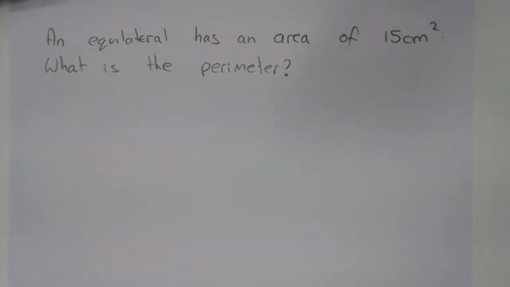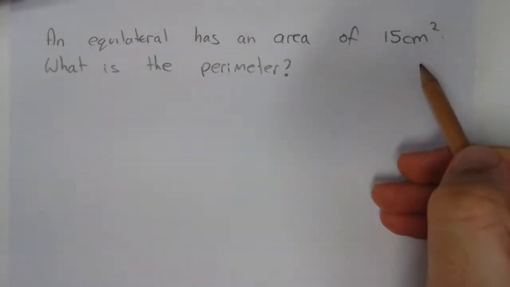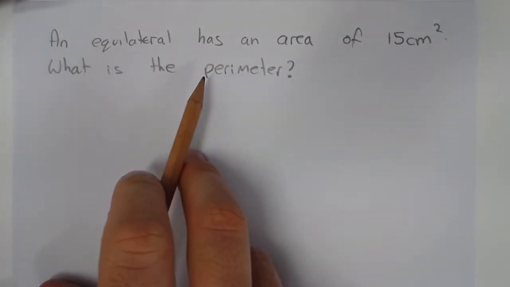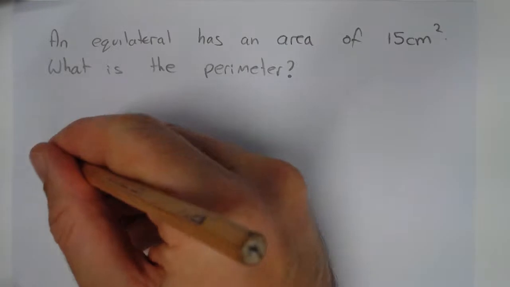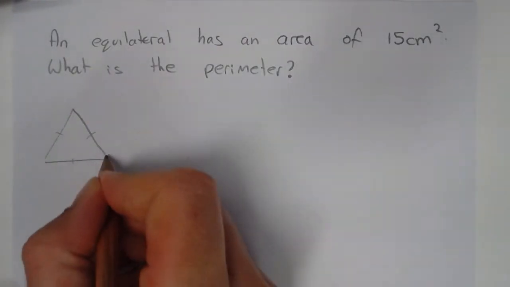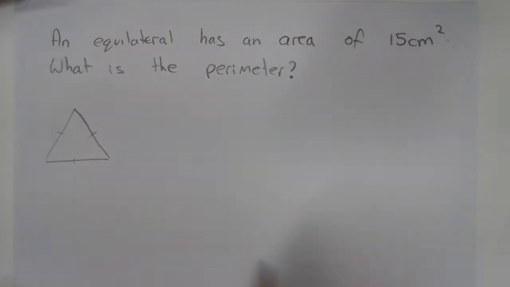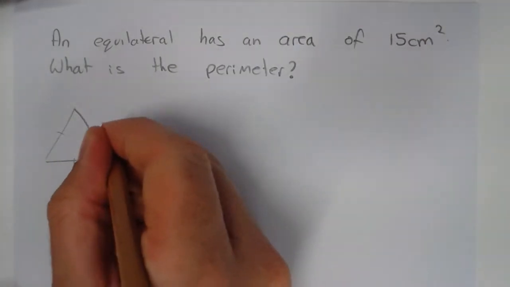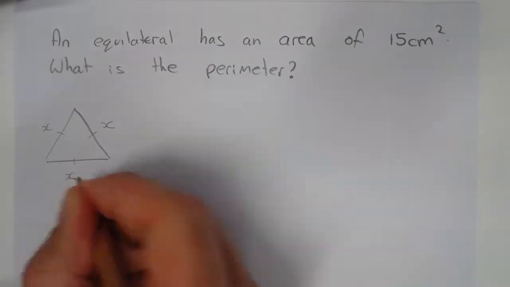Okay, so looking at this question, an equilateral triangle has an area of 15 square centimetres. We want to know what is the perimeter. So usually when you're tackling a worded problem, it's always better to draw the triangle. Now one thing we know about an equilateral triangle is all sides are the same, so let's call them x.